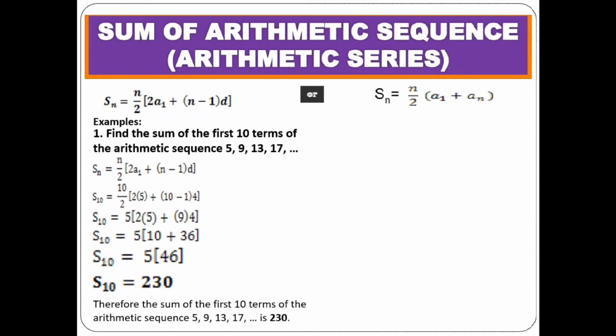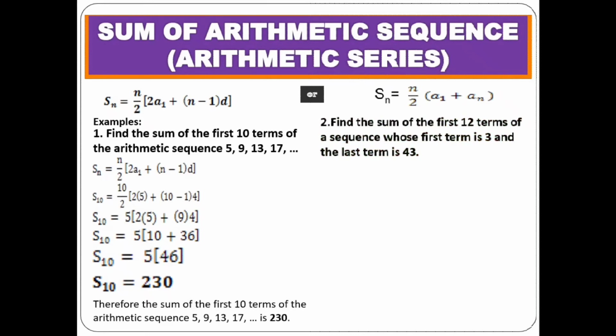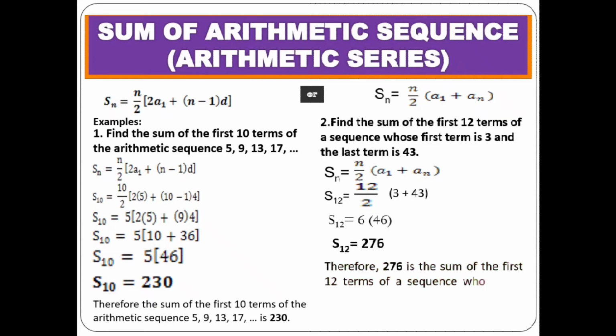Number 2 example. Find the sum of the first 12 terms of a sequence whose first term is 3 and the last term is 43. Since the first and the last terms are both given, we can use the formula S_n = n/2 times the quantity of the first term plus the last term. Since we are looking for the sum of the first 12 terms, n is equal to 12, the first term is 3 and the last term is 43.